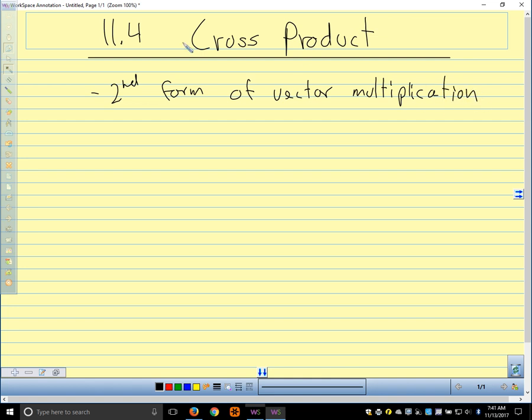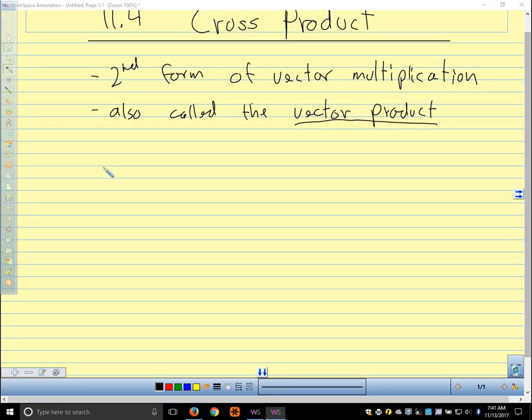You will also hear the cross product called the vector product, in contrast with the dot product, which is also known as the scalar product. And I'm going to write out the definition of the cross product.